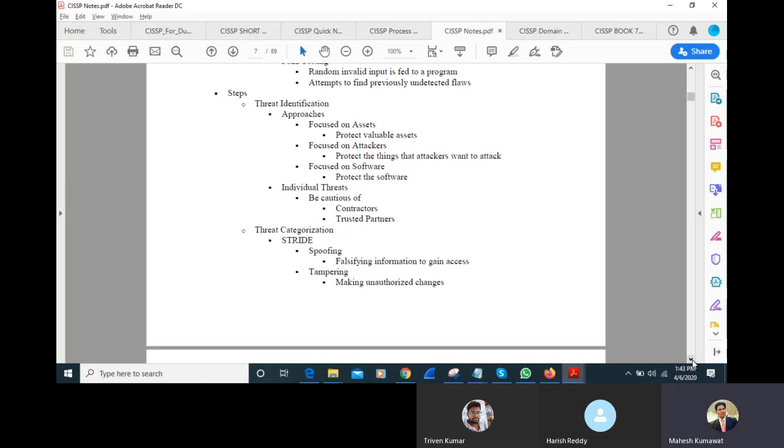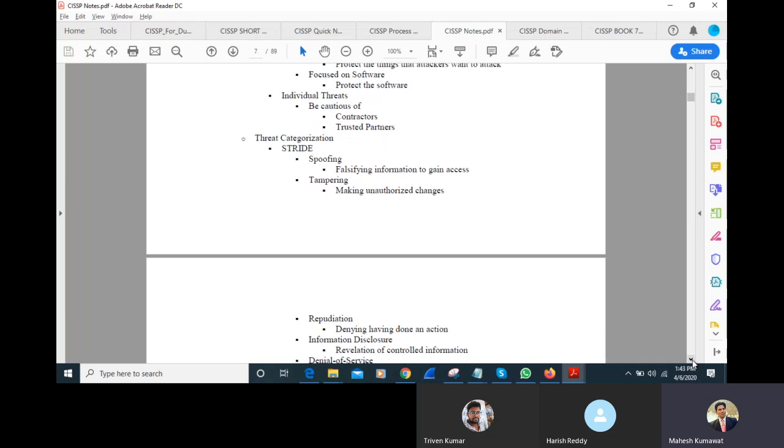The second thing is threat categorization: STRIDE. S means spoofing, classifying information to gain access. We need to check what type of information you have, who is going to access the information, gaining the access on the same.